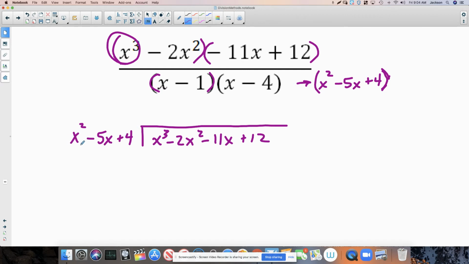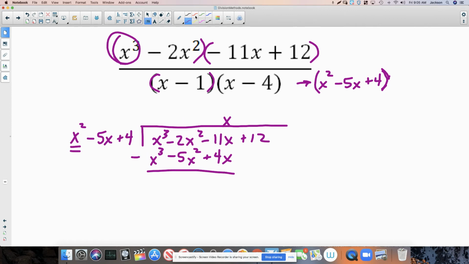So the process doesn't change. We still only look at this first term when we're trying to decide what we multiply by and what goes up here. What do I multiply x squared by to get x cubed? The answer to that is x. So I write the x above the x term. Then I multiply the x times x squared, the x times negative 5x, and the x times 4. Okay, and then I subtract.